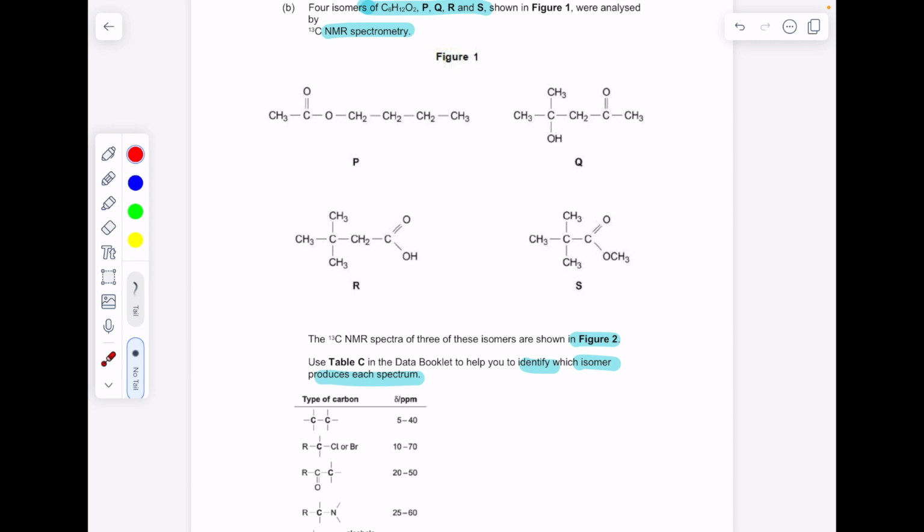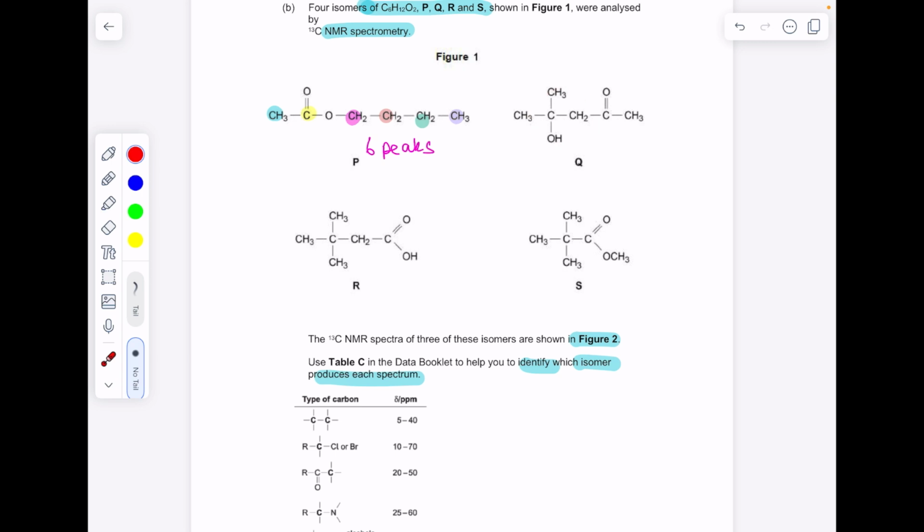So in all honesty, I think the easiest way of doing this is first of all going through each of these structures and working out how many carbon environments we have, and therefore how many peaks we'd expect to see on the NMR spectra. So there's 1 carbon environment, 2, 3, 4, 5, 6. So we'd expect to see 6 peaks here.